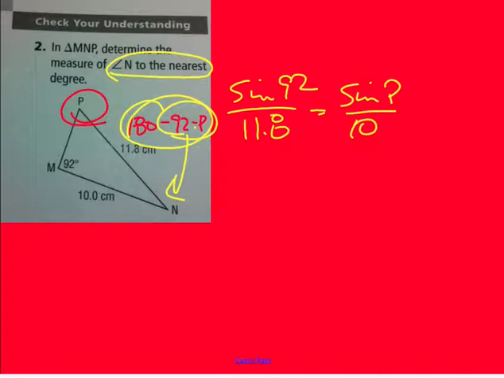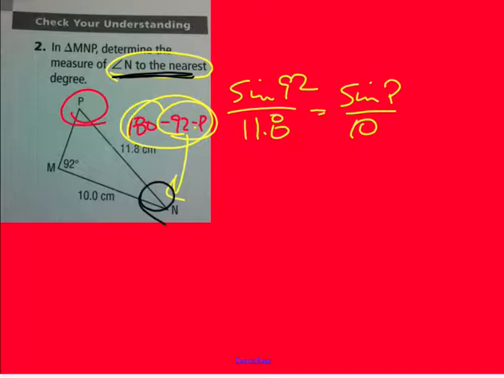On page 473, this is the check your understanding question on the right-hand side. You should try this. I'm not going to work it out because the answer is down below. But again, I'm looking for n. I'm looking for this angle to the nearest degree.